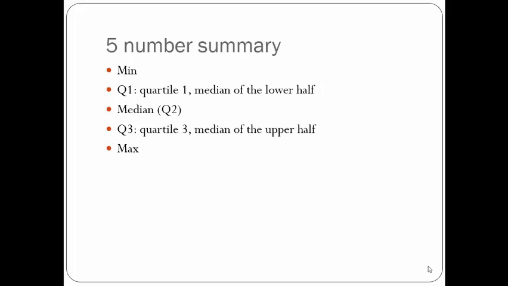What that is: the minimum value of the data, the first quartile, or the median of the lower half, the median, which is right in the middle of the data, which we could call the second quartile, the third quartile, the median of the upper half, and the maximum value.